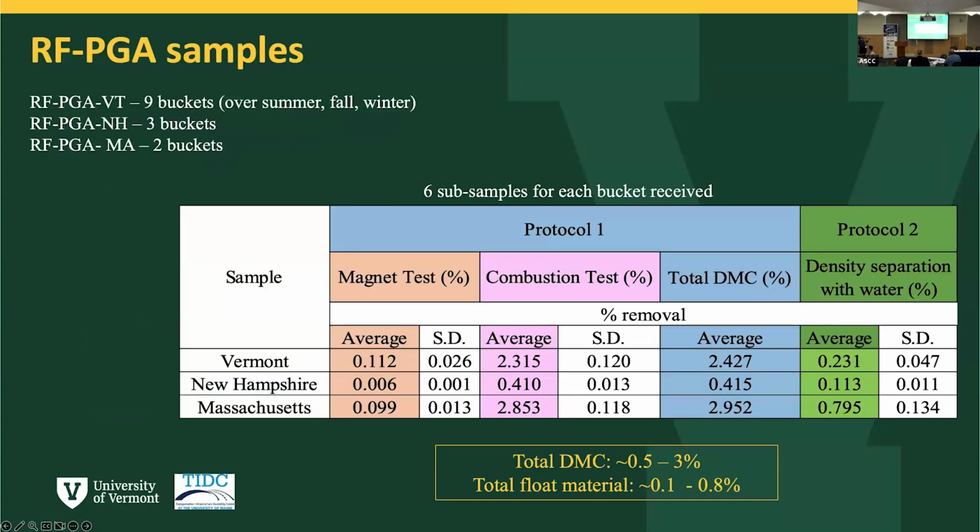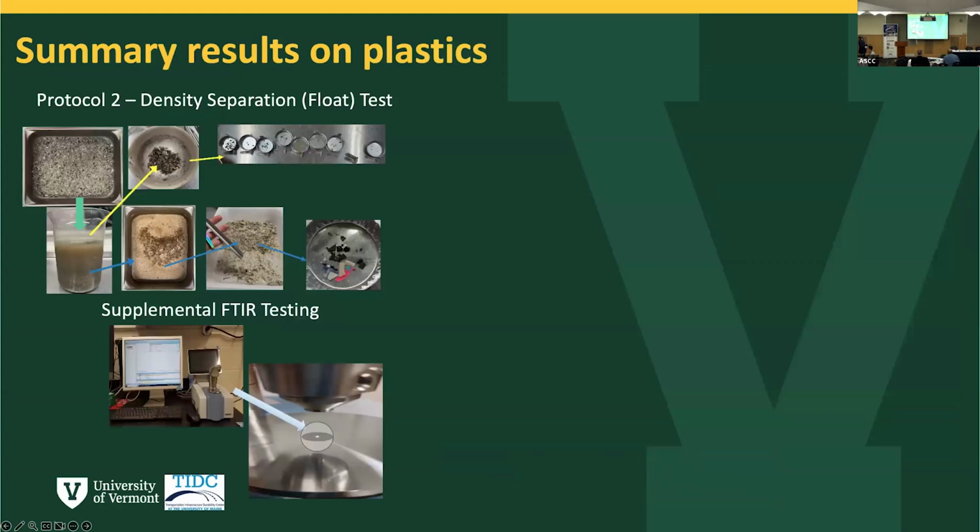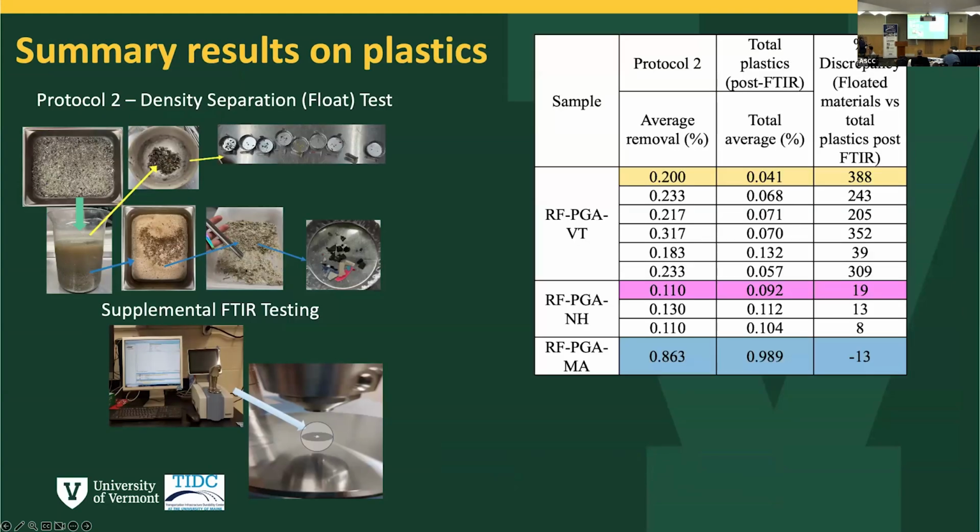So just quickly, real materials that we acquired from a Vermont facility, a New Hampshire facility, and a Massachusetts facility. And from Vermont, we got it in different seasons. The numbers for total deleterious material content varied from about 0.5% to 3% by weight. And the float materials for the second protocol was anywhere between 0.1 to 0.8%. So in terms of plastic, how much was it plastic?